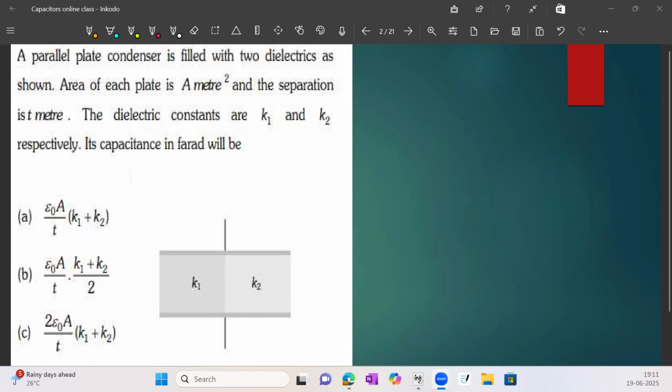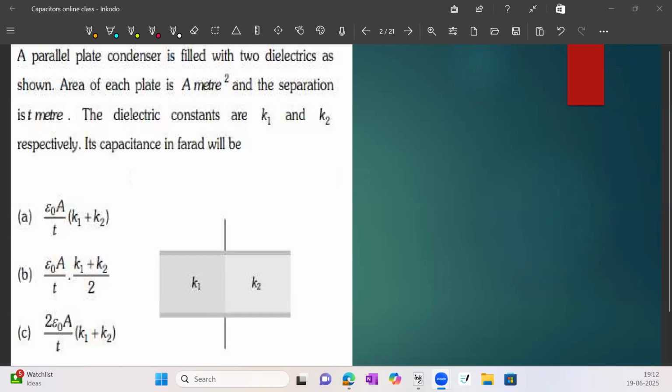A parallel plate condenser is filled with two dielectrics as shown in the diagram. The area of the plates is given as A meter square, and the separation is t meters. The dielectric constants are given as K1 and K2 respectively. They ask for its capacitance in farad.